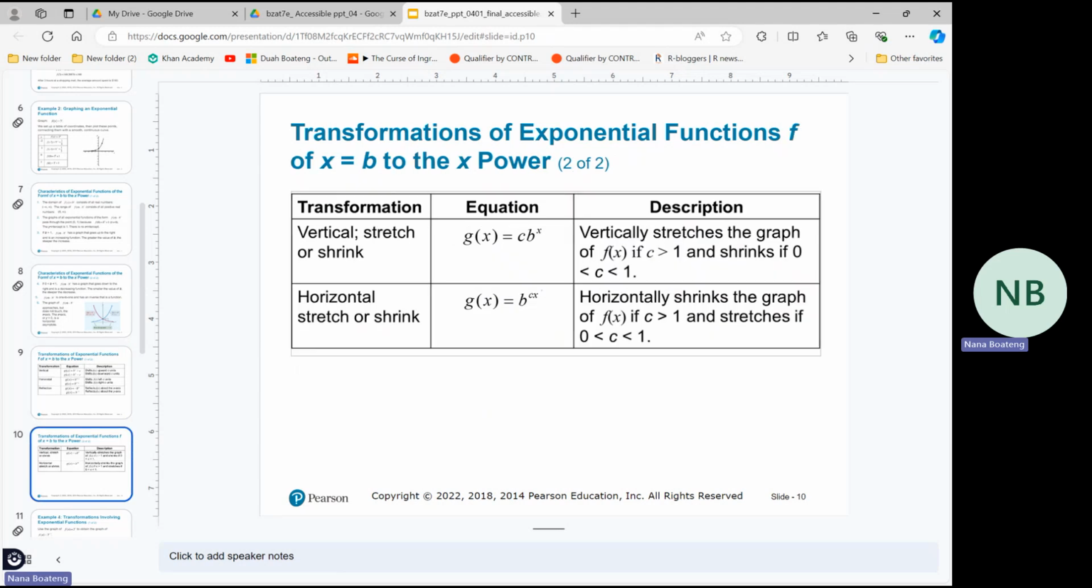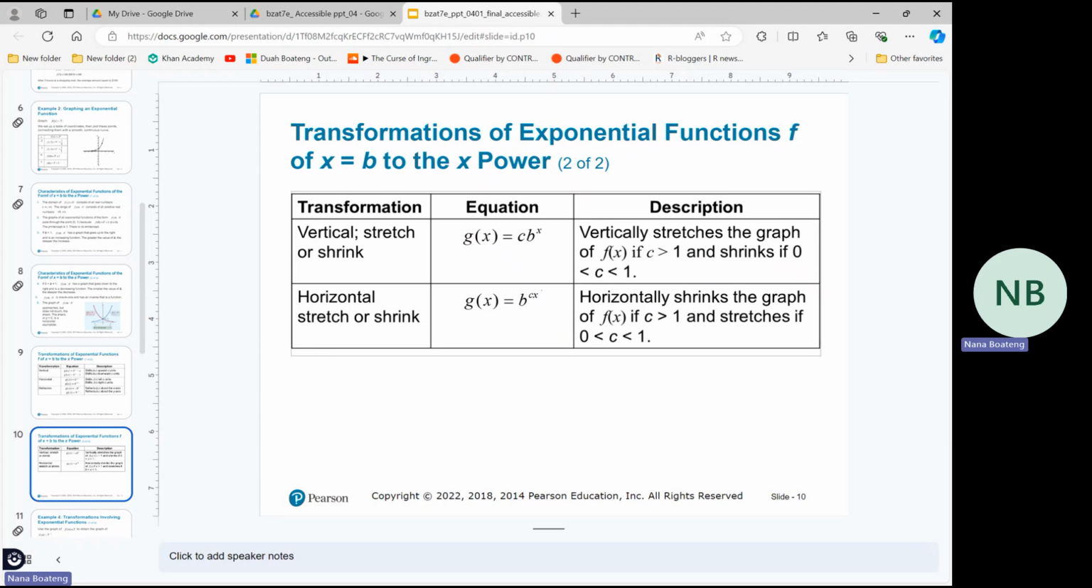And the other transformations, which involve vertical stretch or shrink: when g of x is equal to c times b to the x, you multiply the exponential function by c, where c is any number greater than 0. When c is greater than 1, then the graph is stretched. f of x is stretched by a factor of c. And when c is between 0 and 1, then the graph shrinks.